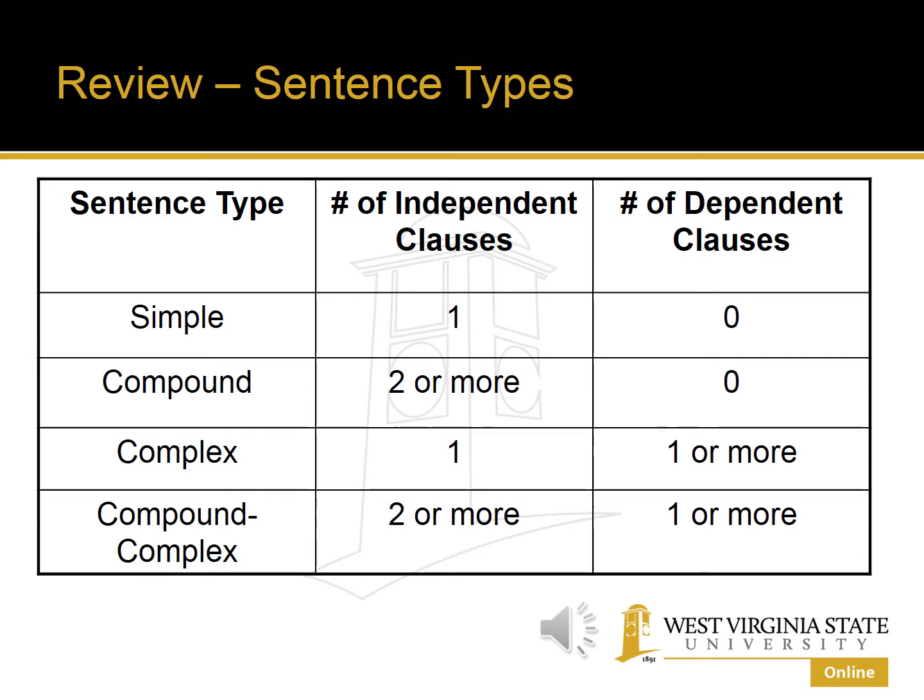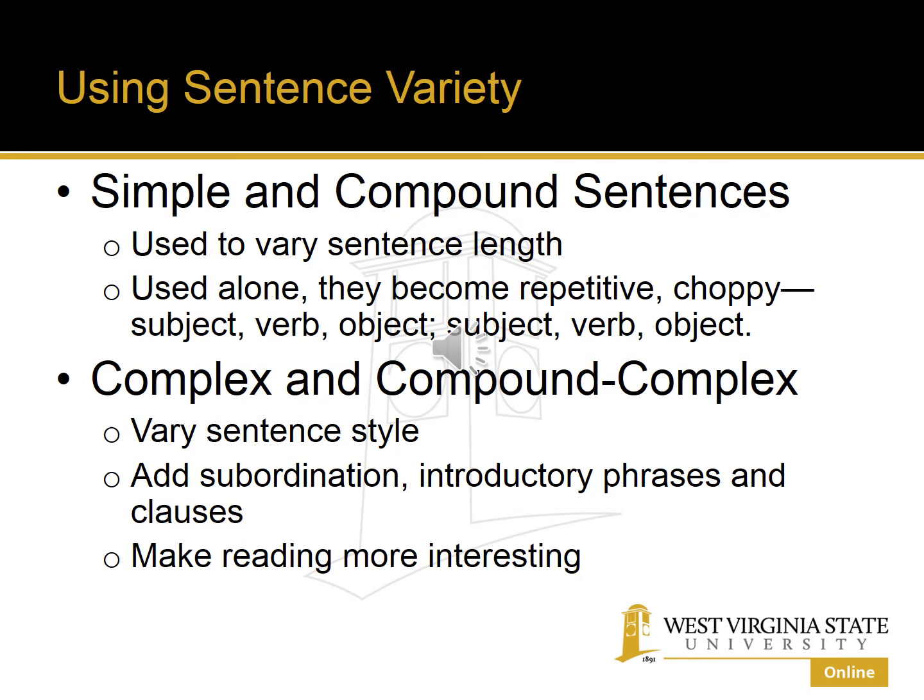Now, what we'll look at is why we have these different sentence types and how important they are when it comes to writing. One of the things that we want to do when we're writing is to vary our sentence types so that we create a more interesting essay or paper or creative work. If we were to write an essay in which every sentence was subject, verb, object in that order, the essay would become rather boring very quickly.